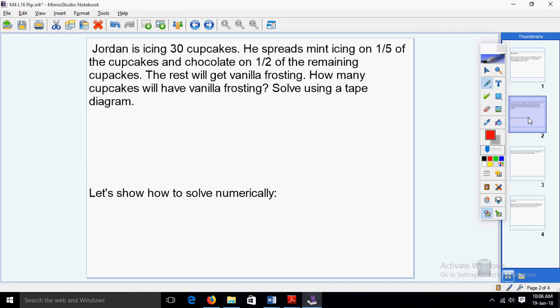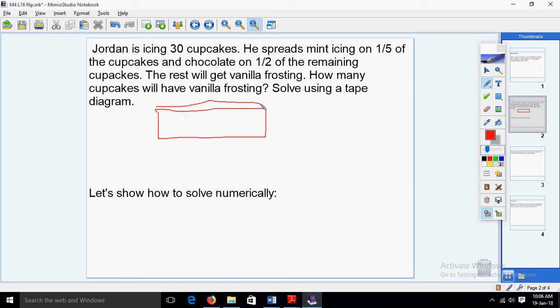All right, so Jordan is icing 30 cupcakes. He spreads mint icing on a fifth of the cupcakes and chocolate on half of the remaining cupcakes, and the rest will get vanilla frosting. How many cupcakes will have vanilla frosting? So we're going to show this in a tape diagram. Number one, because there's a lot of information going on here. And number two, I'm going to show you just a different way to look at a tape diagram.